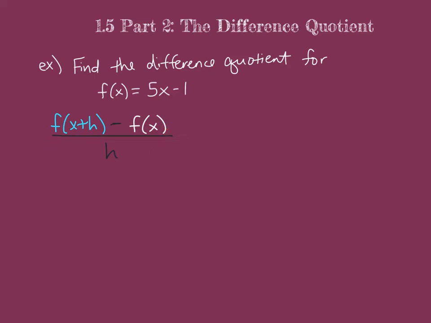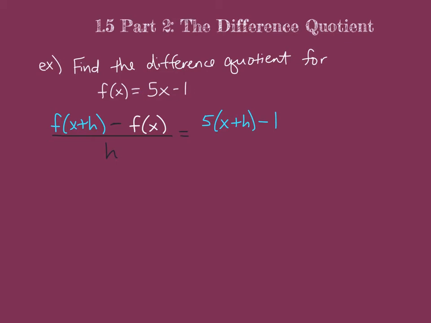Now let's actually find what it is by plugging in. So the first thing that we need to do is actually find f of x plus h. So we're going to take this function and plug in x plus h to it. So when we plug in x plus h into this original function, we'll have 5 times x plus h and then minus 1. So all I've done is find f of x plus h for this function.